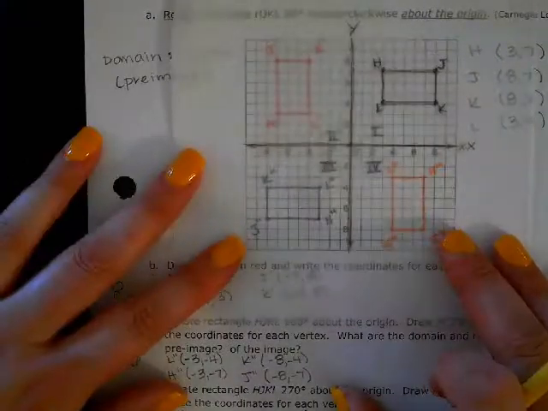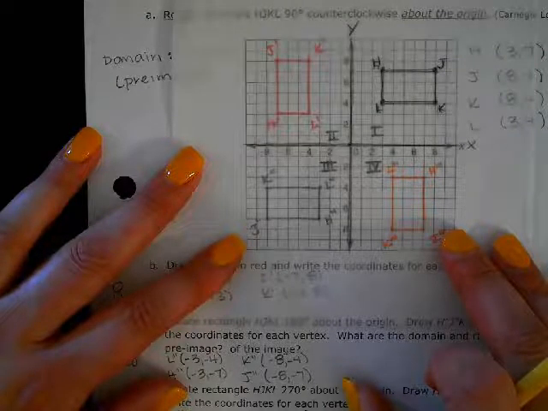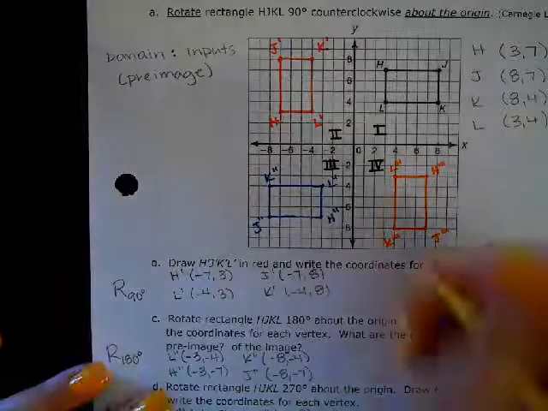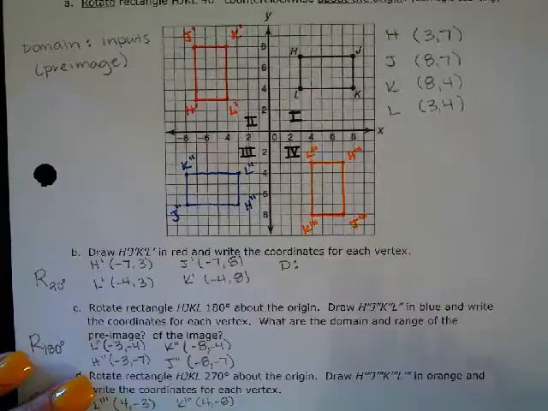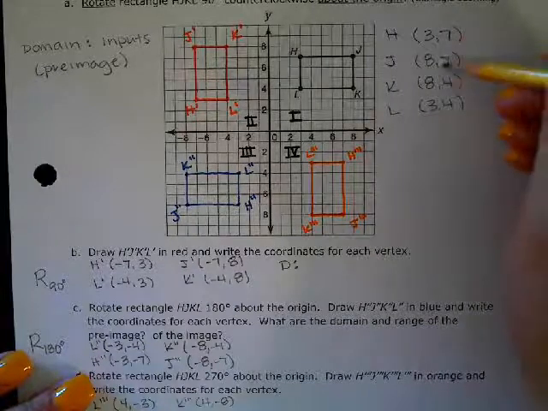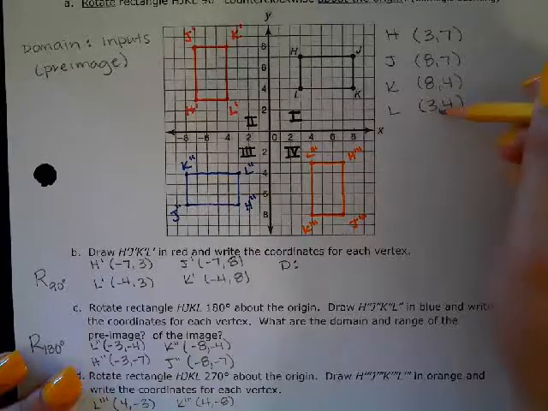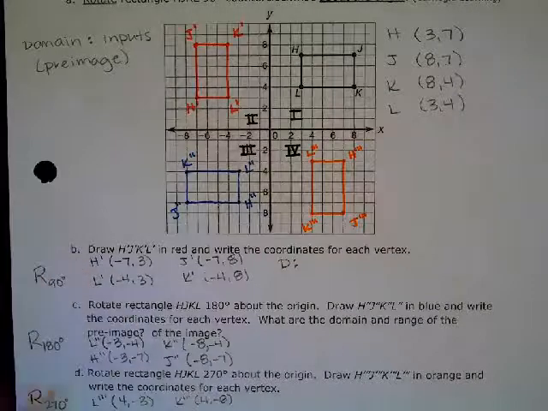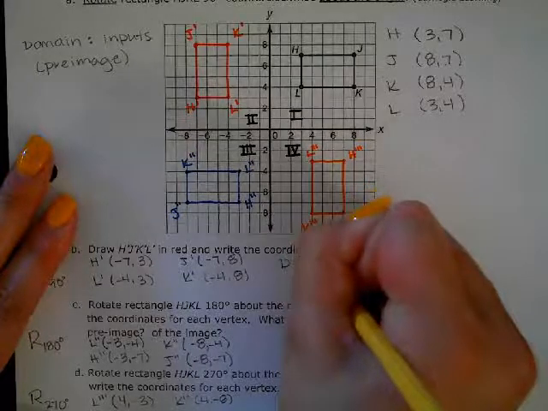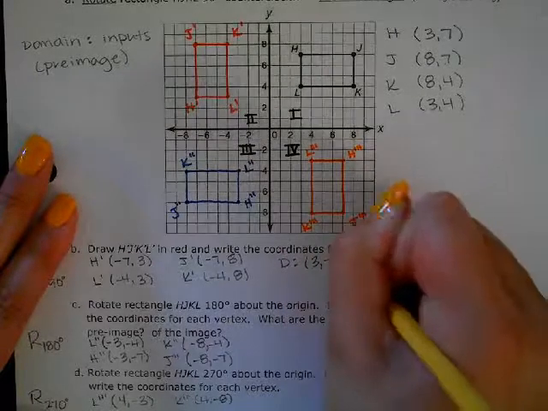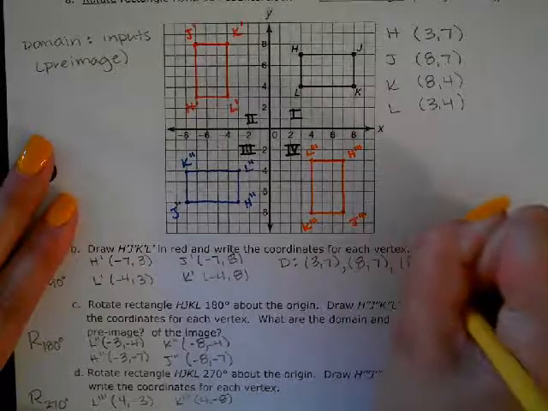We always started there. So for each of these, it's going to be tedious, but we're going to write it the same way every time. We're going to say our domain, and then we're going to write down these 4 points for the domain of every single problem. We input the same 4 points. We input the same rectangle for every single problem. So our domain was 3, 7, 8, 7, 8, 4, 3, 4. That was our input.